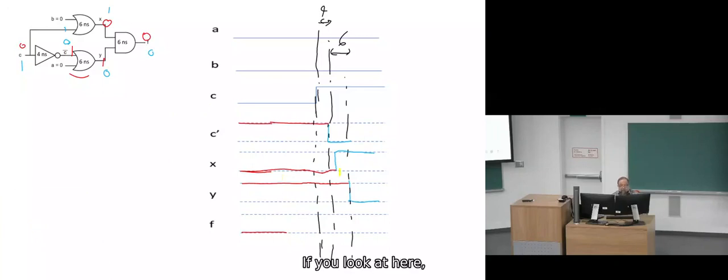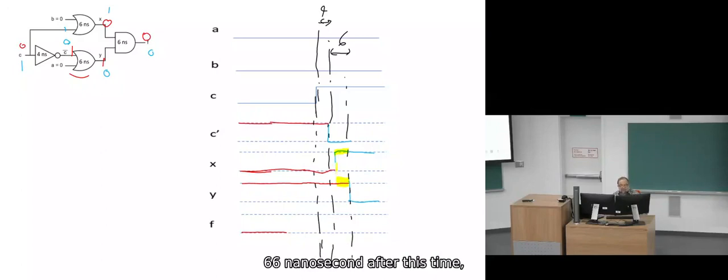Okay. If you look here, at some point x is 1, and also y is 1. This is the hazard. At some point, both x and y are 1. So at this time, what is the delay?